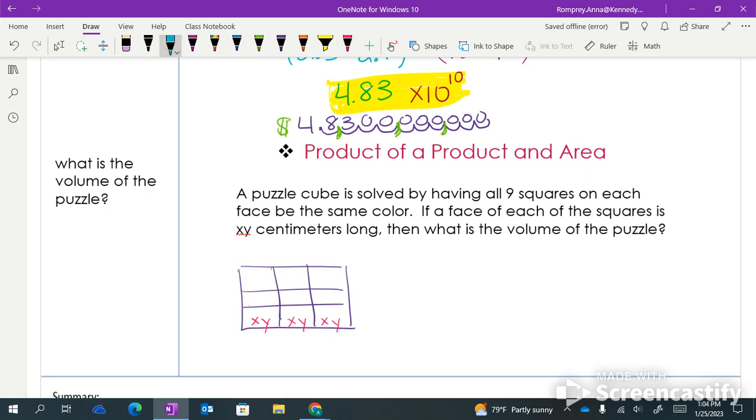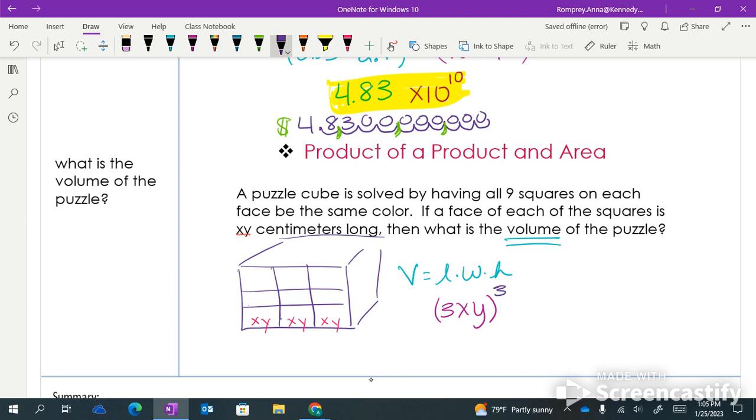Well first, how do we find volume of a cube? Length times width times height. So what is the length of the cube? xy, xy, xy. So how many xy's is that? 3. So 3xy for the length, and then the width and the height are going to be the same because we've got a 3D figure, and it's a cube. So if I've got 3 of them, can I just cube it?